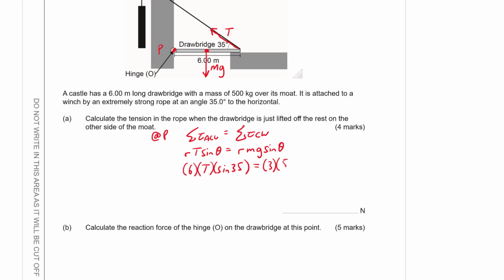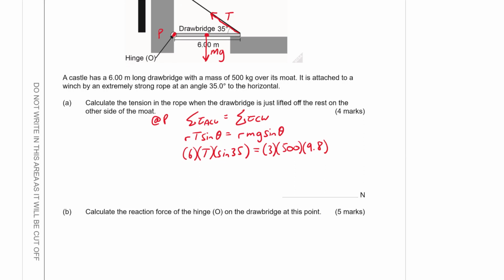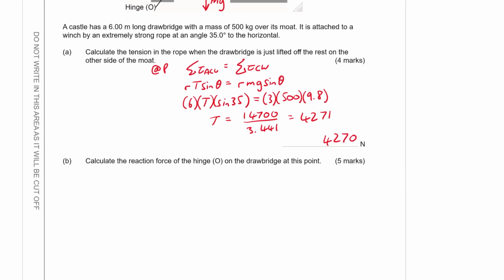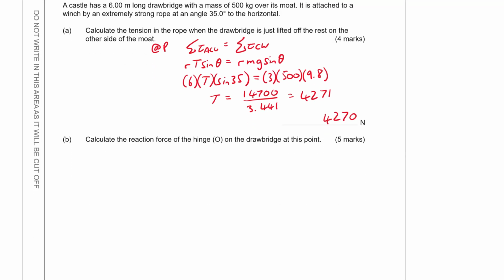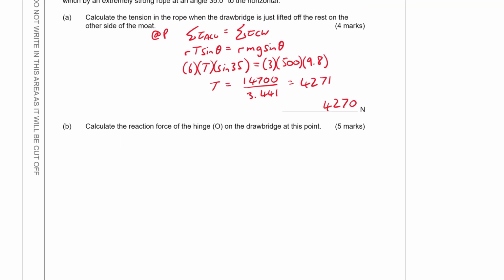mg, which is going to be 500 times 9.8, and because the force is already acting perpendicular, there is no need to worry about the sin theta, it goes to 1. So then we rearrange the equation, we get T is equal to 14700 over 3.441, and I got 4271, and to 3 significant figures, 4270 newtons. And the hard part is here, so it's asking to calculate the reaction force of the hinge on the drawbridge at this point.